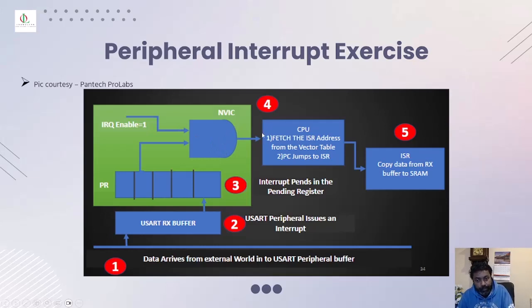The NVIC then fetches the ISR address, the interrupt service routine address, from the vector table, and the program counter now jumps to the ISR. Once the program counter has done its job, the interrupt service routine copies the data from the RX buffer and sends it to the SRAM memory location. So this is how a peripheral interrupt exercise works.